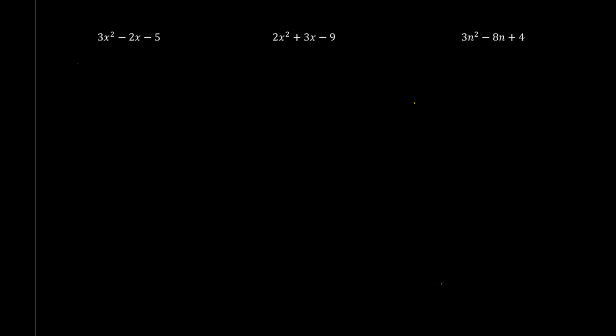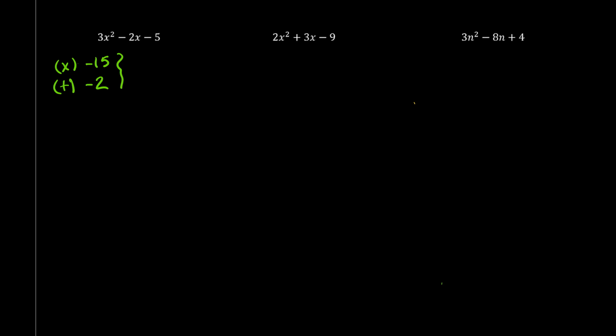Okay, so very similar to simple trinomials, I still need to find two numbers that multiply to something and add to something. But this time, instead of multiplying to the back number, it's going to multiply to the product of the front and the back. So if I take 3 and -5, multiply them together, I get -15. So that's going to be my product. I need two numbers that multiply to -15, and it's still going to add to the middle.